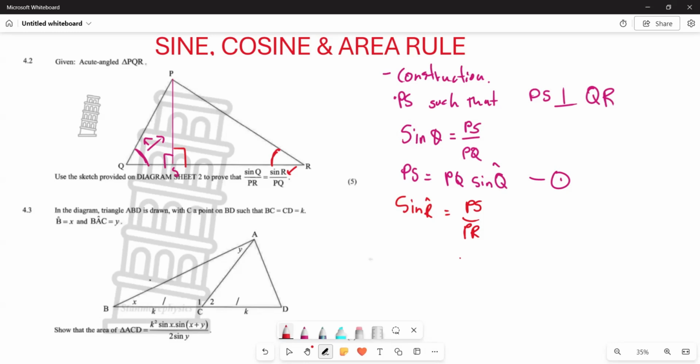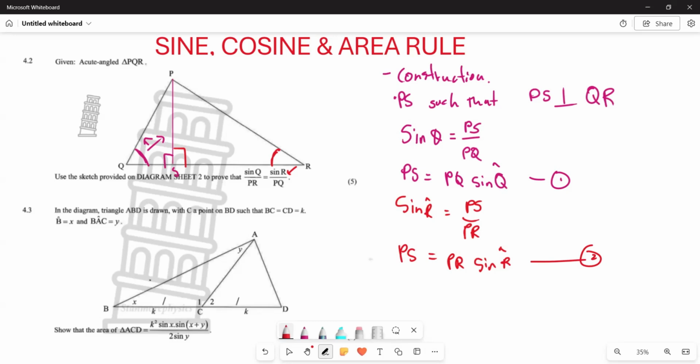Which means PS again is going to be the same as my PR sine of what? Sine of angle R, right? So this is going to be my second statement. And now from here, what is it that I'm going to do? So now I'm going to say, look, my PS is equal to PS. So what does this mean, right?